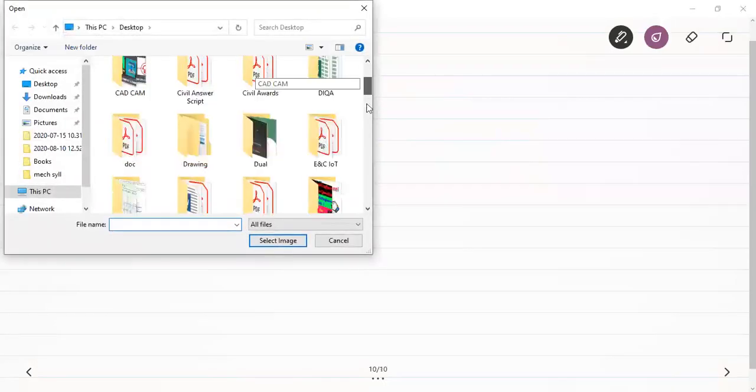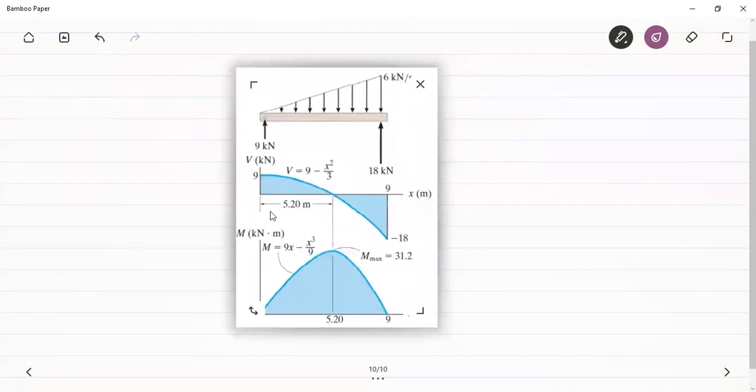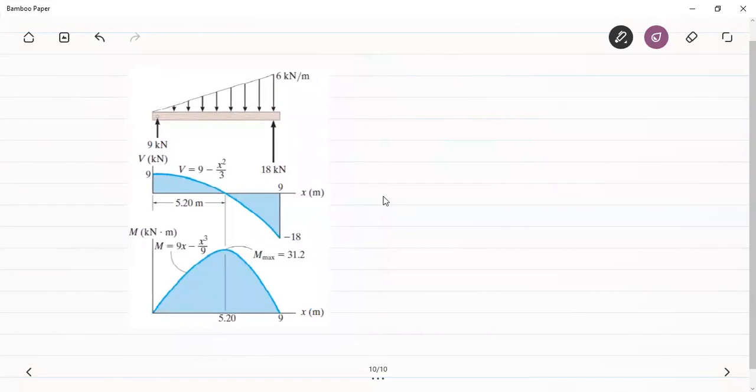As it is a solved problem in the book, we can see that this will be the shear force and bending moment diagrams. We had seen that the shear force at A is equal to 9 and the shear force at B is equal to minus 18. There was a point where we had zero shear force, located at a distance of 5.2 meters from support A. We had taken this to be A and this to be B.